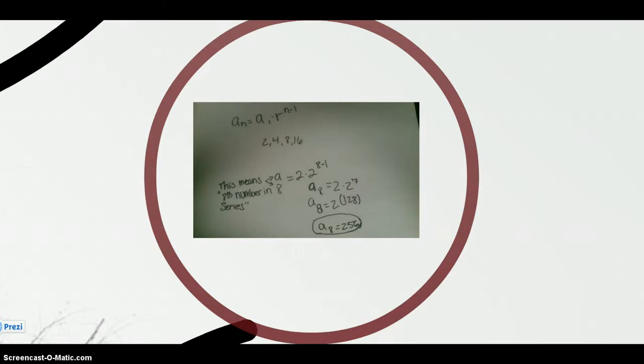When you substitute all the numbers, we get A sub 8 equals 2 times 2 to the 8 minus 1, or A sub 8 equals 2 times 2 to the 7th power, or A sub 8 equals 2 times 128, or A sub 8 equals 256. Which means in the 8th generation, there will be 256 rabbits.